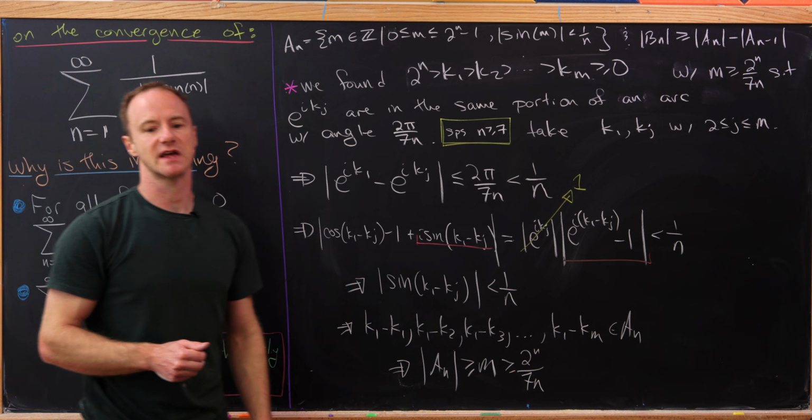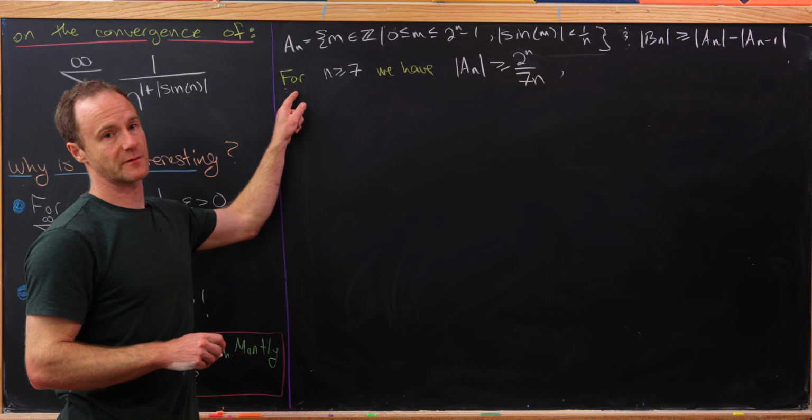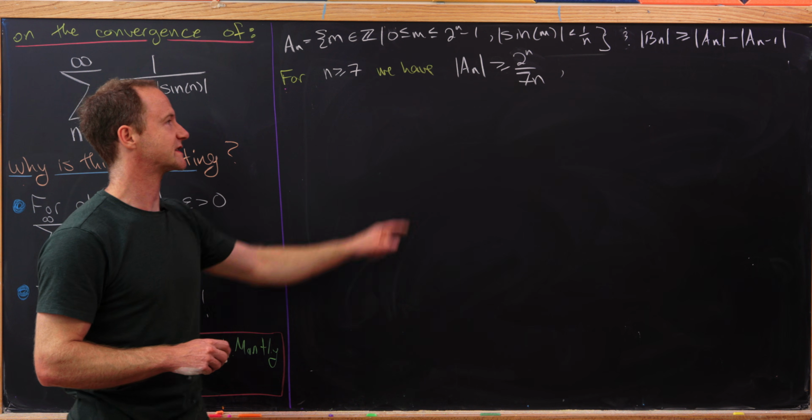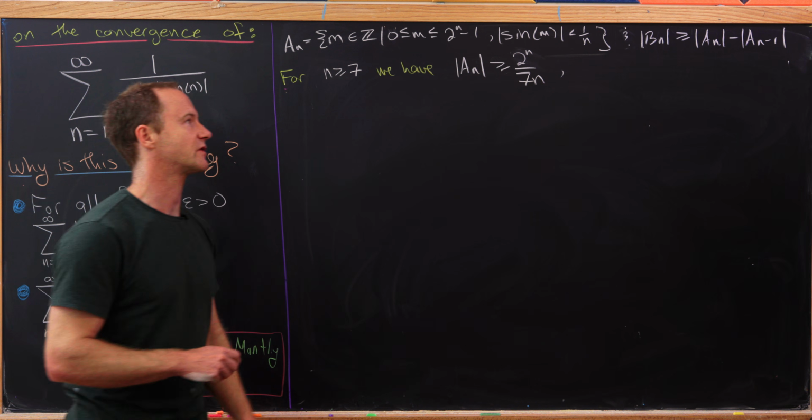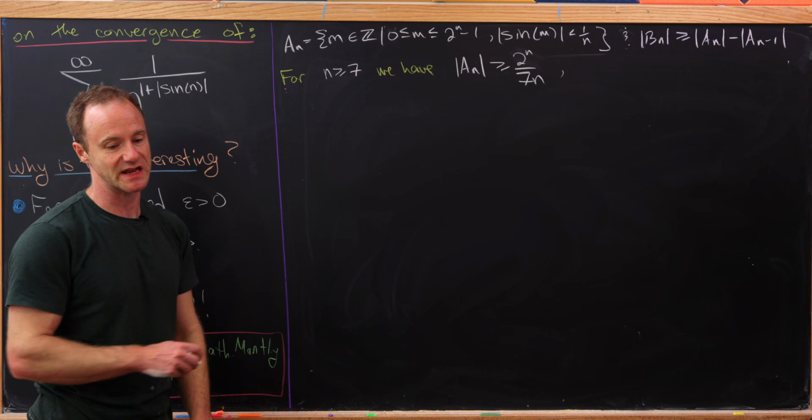Now let's see how we can use that. Here's some relevant data from the last board. We know for n bigger than or equal to 7, the size of A_n is bigger than or equal to 2 to the n over 7n.